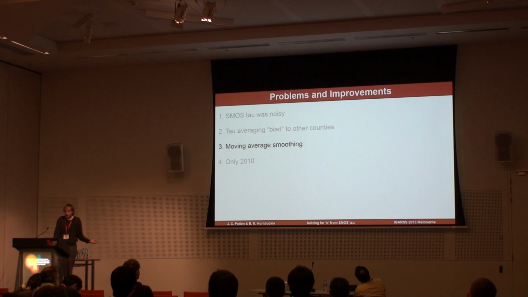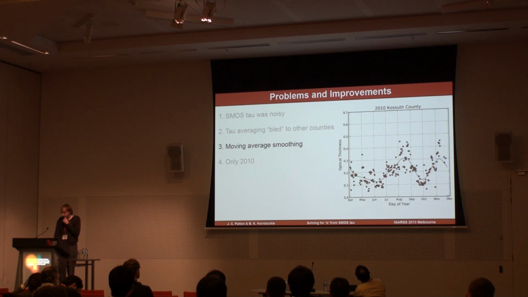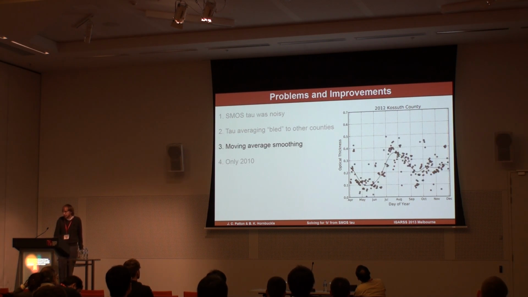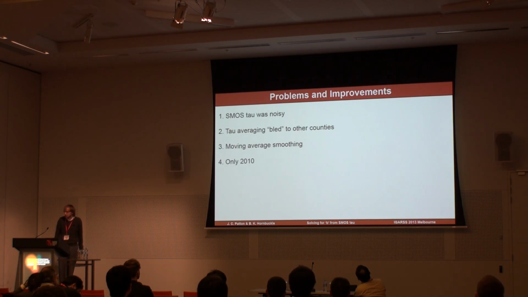And then as I showed before, we did this moving average for smoothing. That wasn't very satisfying, so I'm working with a statistics student right now on some better ways of smoothing the data, using some functional data analysis techniques. And this is just showing a couple of years: before it was only 2010, now we've extended this analysis through 2012.